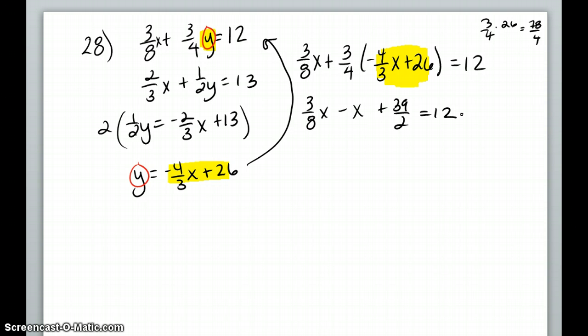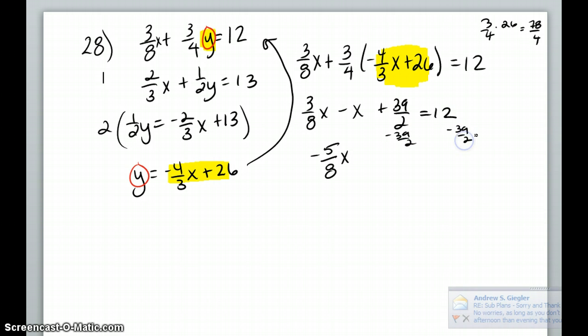All right, so now we need to combine like terms. 3/8 x minus x is going to be a -5/8 x, because 3/8 minus 1 is a -5/8. Then I need to subtract the 39 over 2 from both sides. And you should get a -15/2.